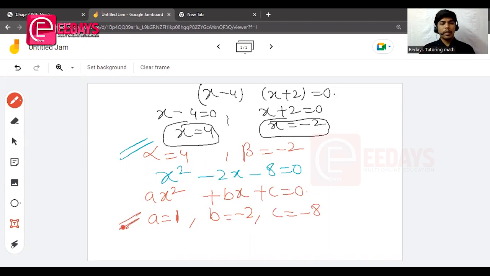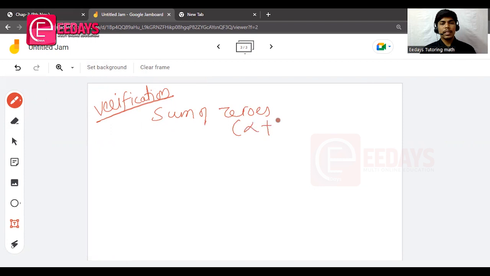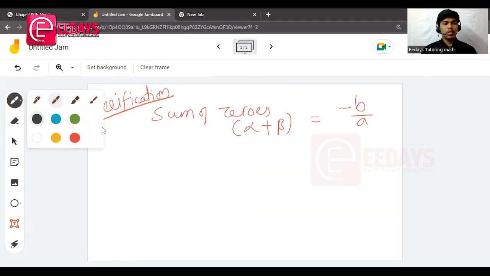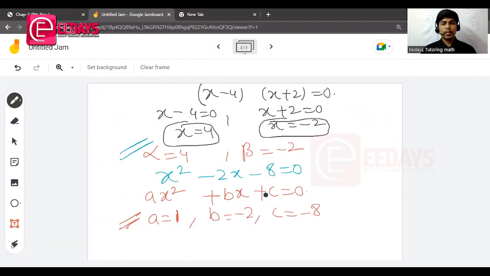Okay, we already found a, b, c and alpha, beta. Everything is ready. Now let's do the verification part. Sum of zeros, that is alpha plus beta, is equal to minus b by a. What are the alpha and beta we got? 4 and minus 2. Let's substitute 4 and minus 2 here.